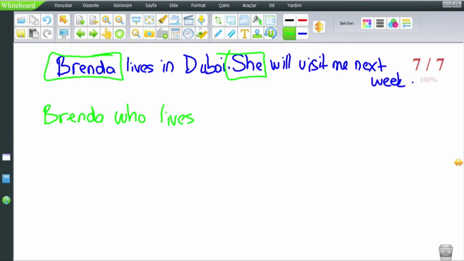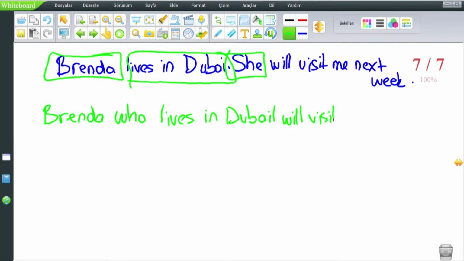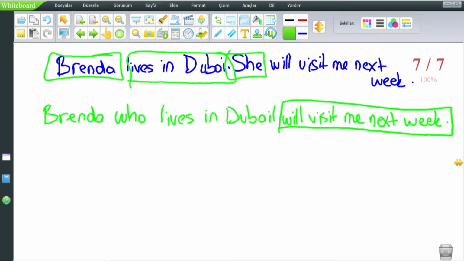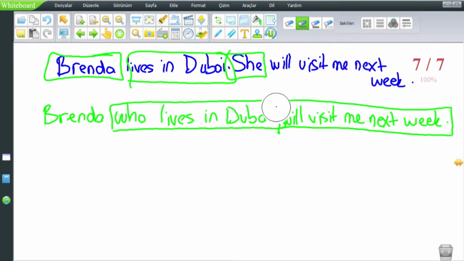If I want to focus on that she'll visit me, then I will put it in the main clause, and inside the relative clause will be the extra information. I don't write Brenda again. I wanted to draw attention that she will visit me next week, and I wanted to give extra information as she lives in Dubai. That's why I put it in the main clause and put this one in the relative clause.